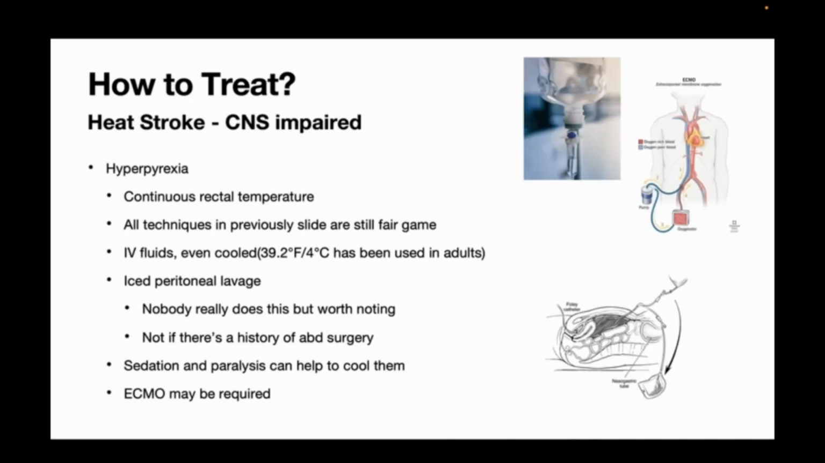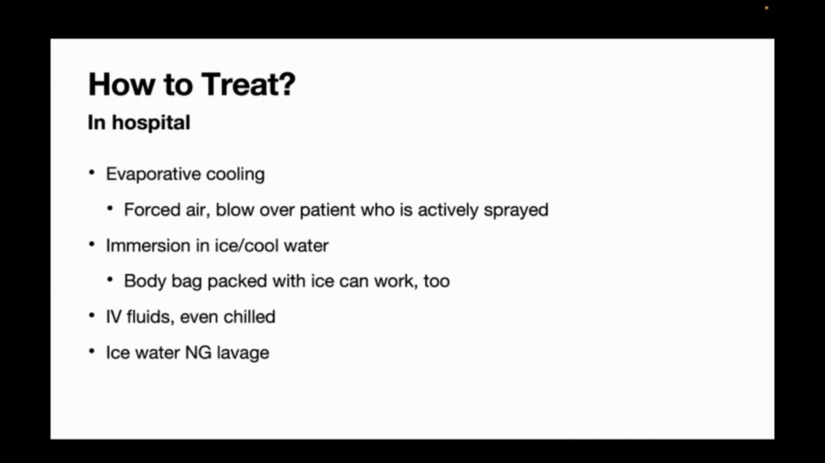Now, let me go back to that. If you remember, splanchnic vasoconstriction is something that tends to happen when you are having heat illness or heat stroke. And so you have a lot of your blood going to the skin. So while you can do an NG lavage, there may not be much perfusion to the viscera, so it might not cool them as much as you might hope.